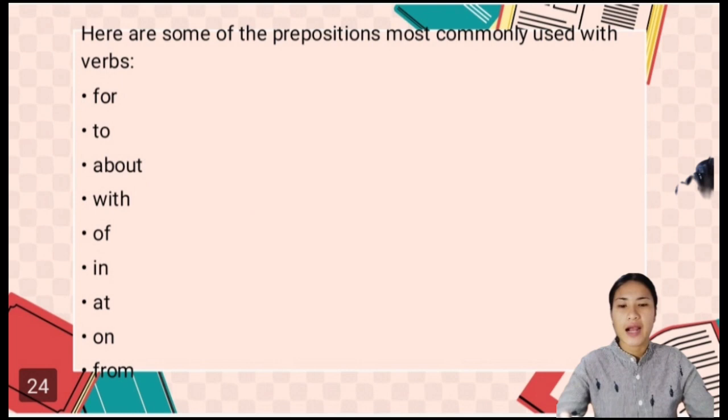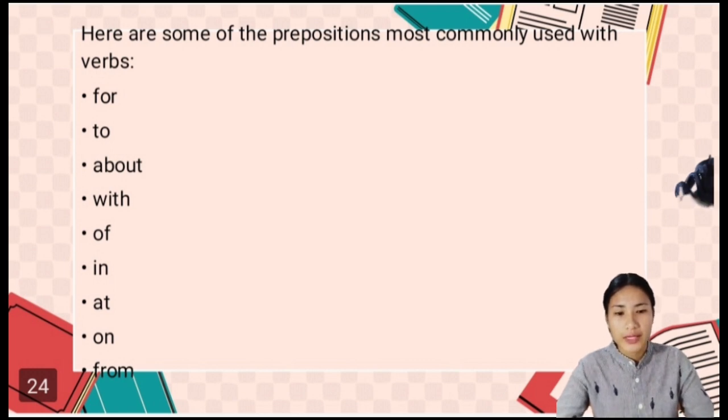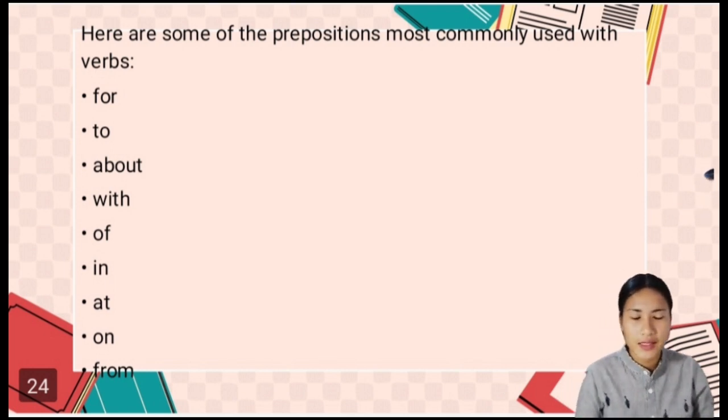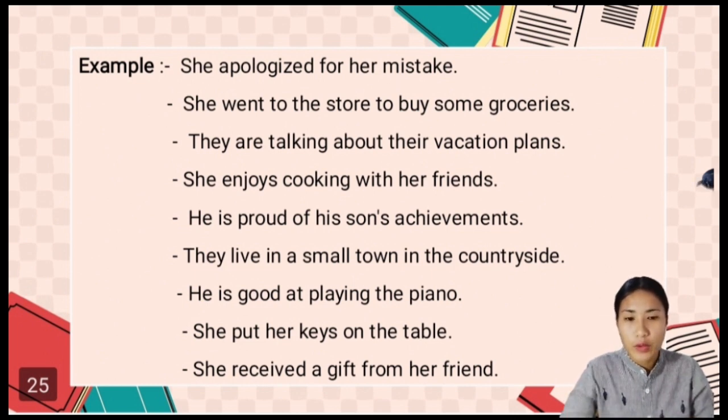Alright, here are some of the prepositions most commonly used with verbs, namely for, to, about, with, of, in, at, on, and from. Let's see the example preposition with verb. She apologized for her mistake. So here, the preposition with verbs is apologized for.